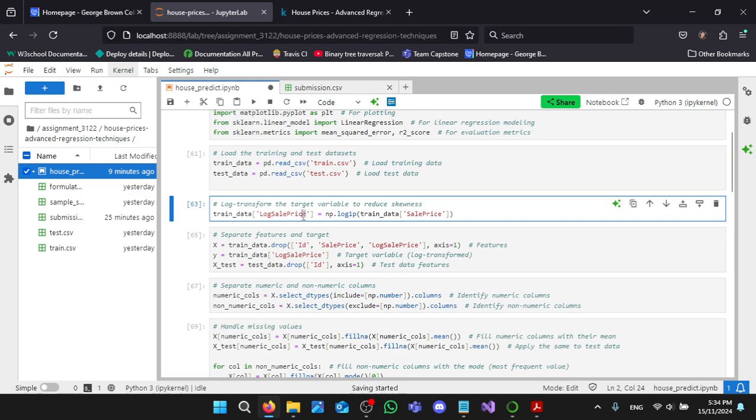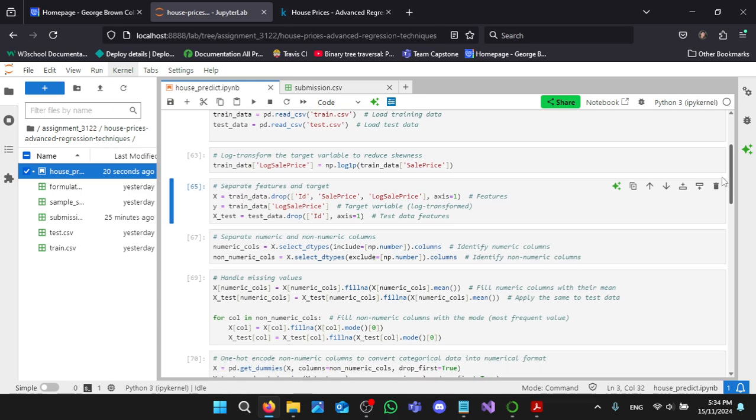So the log transform. Typically we use a log transform to reduce the skew in the target variable, SalePrice. So we apply the log transformation using np.log1p. This makes the data more suitable for regression modeling.